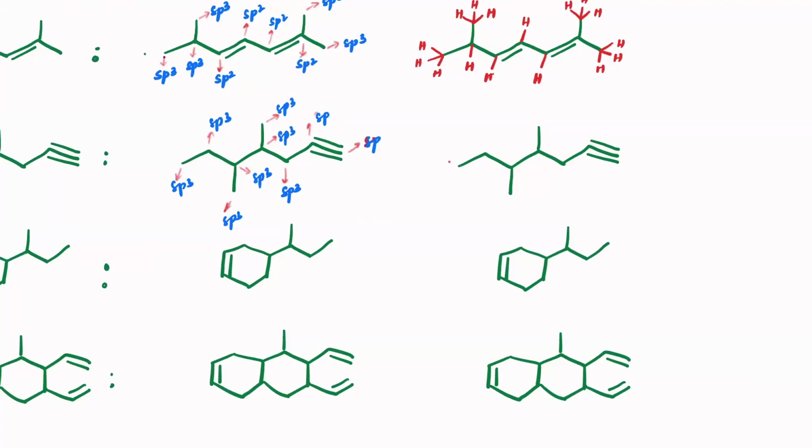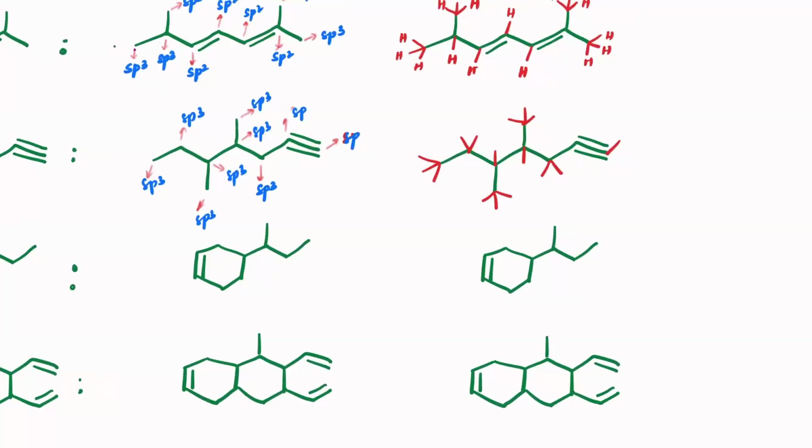So 1, 2, 3. 1, 2, 1, 2, 3. 1, 1, 1, 2, 3. 1, 2, 1. That's it. These are the number of connections. Just count the number of red lines which I used. 3, 3, 3, 9, 10, 11, 12, 13, 14, 15, 16. So yes, 16 hydrogens we have. Clear? Do the next one.